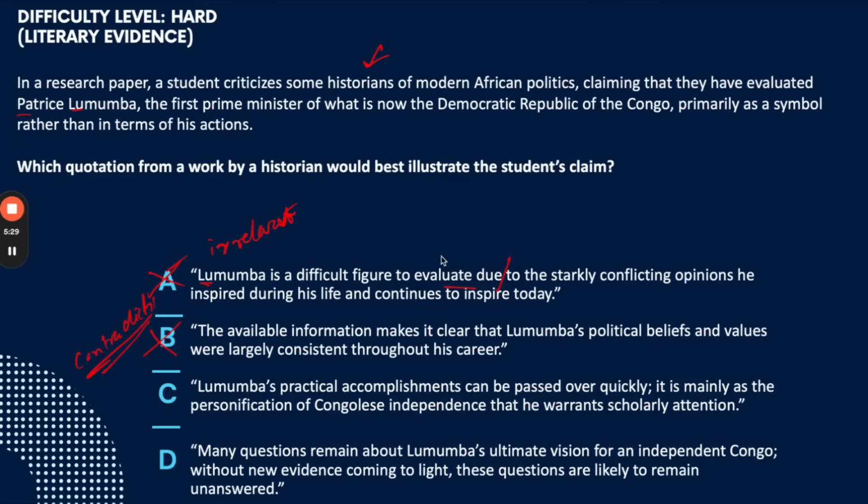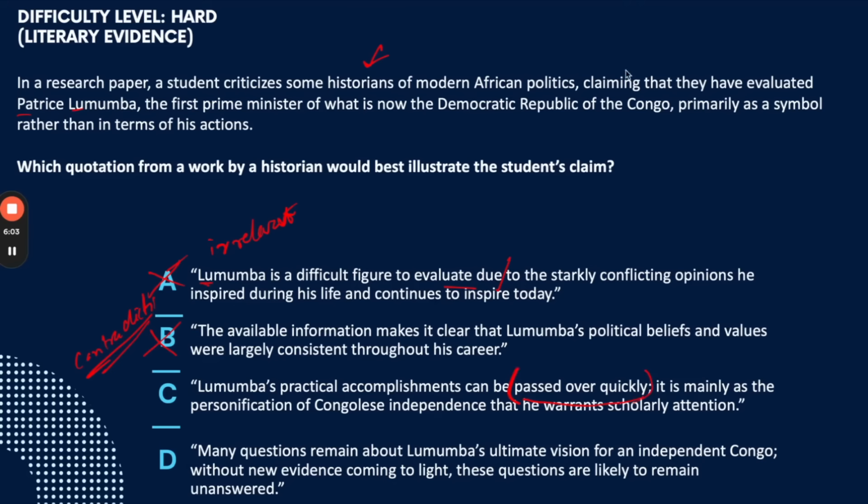Let's look at C. L's practical accomplishments can be passed over quickly. It is mainly as the personification of Congolese independence that he warrants scholarly attention. So, what is this option trying to say? This quotation is the most directly related to the student's critique. It explicitly states that L's practical accomplishments are being downplayed or overlooked. How do I understand that it's talking about downplayed or overlooked? Because it states this phrase, passed over quickly.